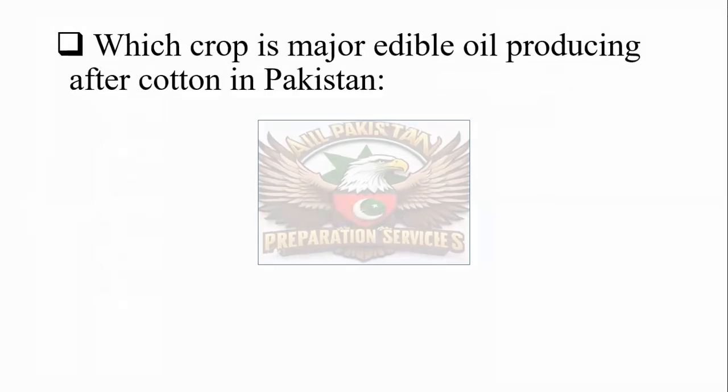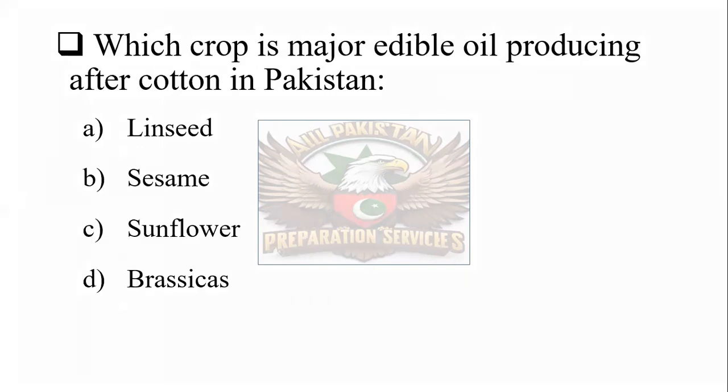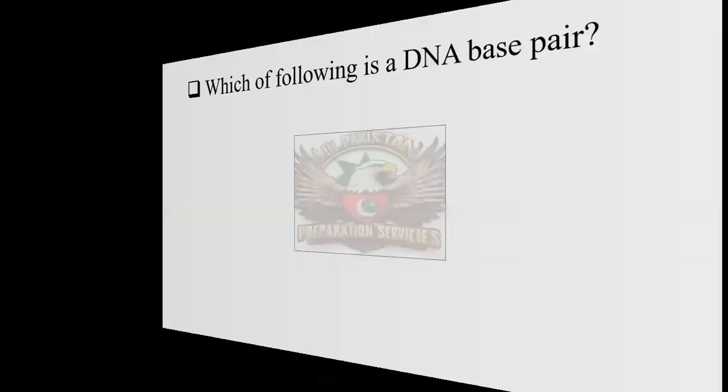Which crop is the major edible oil producer after cotton in Pakistan? Is it linseed, sesame, safflower, or brassicas? And the correct one is brassicas. Brassicas crop is the major edible oil producer after cotton in Pakistan.